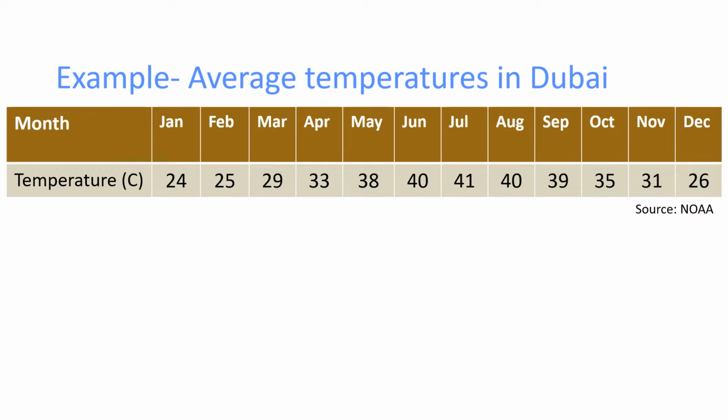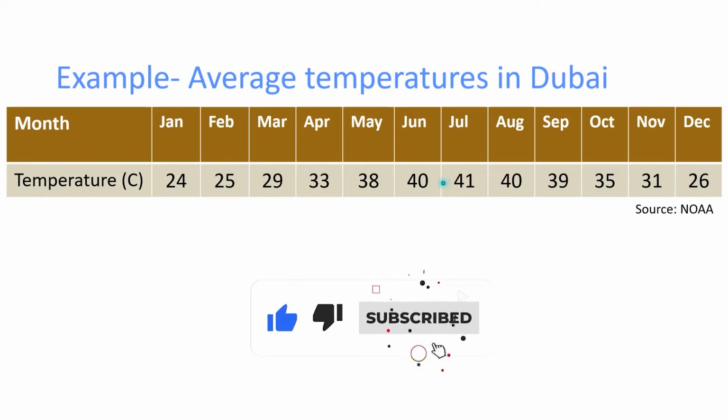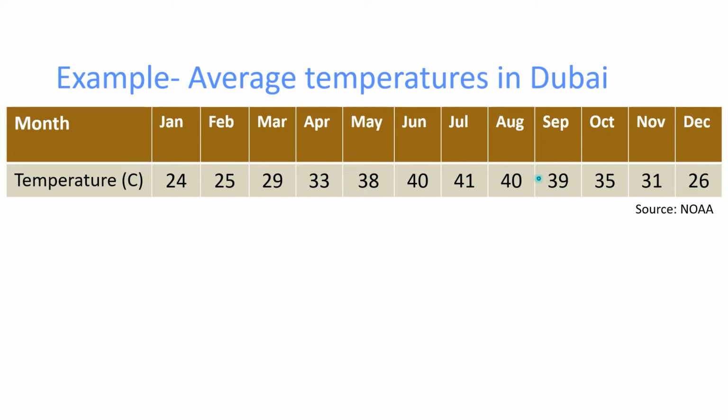An example of that is the average temperatures in Dubai. We can see that we have the average temperatures here for each month throughout the year in Dubai. And if we look at the temperatures, we can see that they are increasing here until they reach the highest value, then they will start to decrease. And after December, we will go back to January, where the values will increase, then decrease, and so on. So we can expect this to be a sine or a cosine function when we graph it.